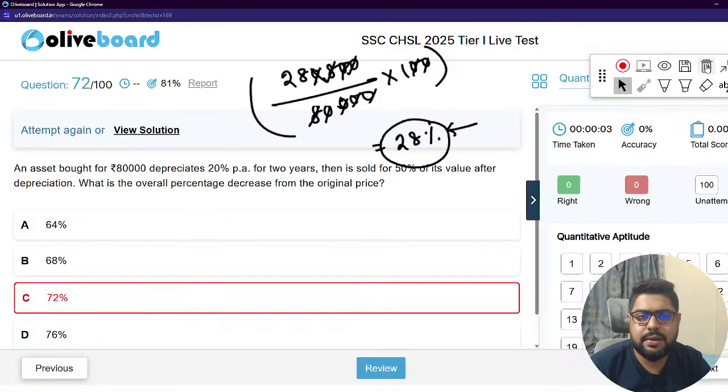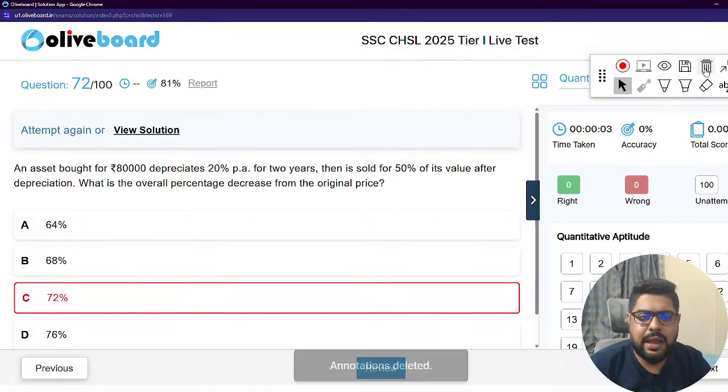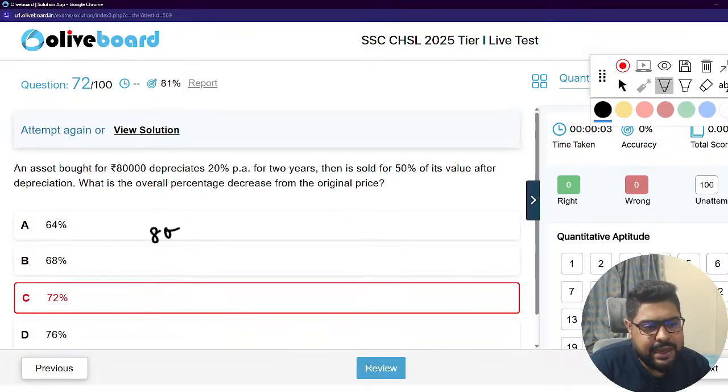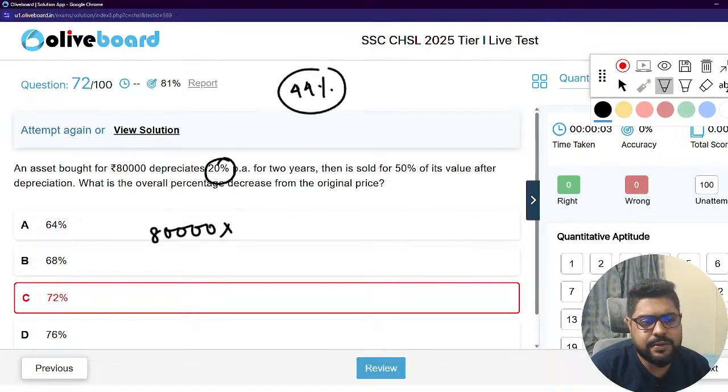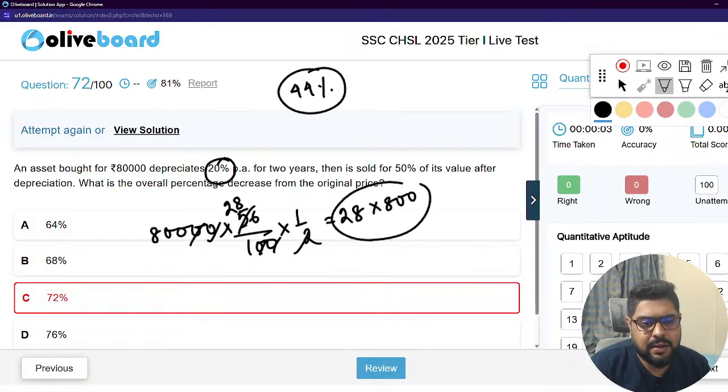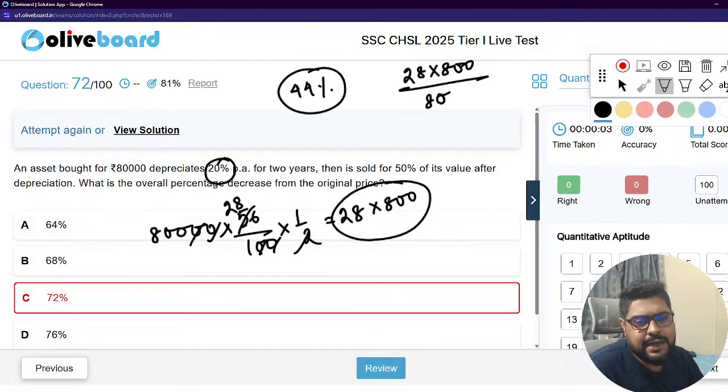What did I do? Have I made any error? Wait, I might have made an error. Sir, 80,000, 20% means 44% depreciation over 2 years. So 56% remaining. 56 by 100, half of that is the value. This is 28, 0000. 28 into 800, sir. Correct? So that was the value remaining, out of the original 80,000.